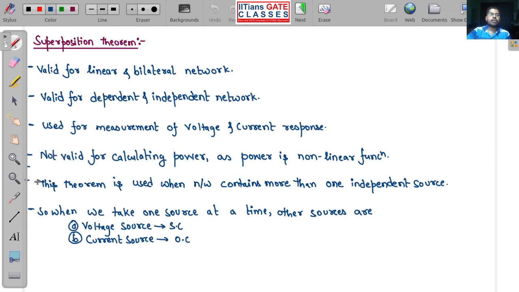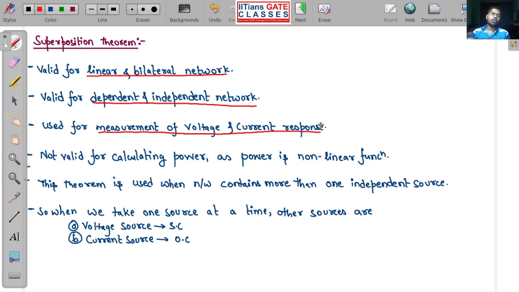Now next is what? We have the superposition theorem. The superposition theorem is valid for linear and bilateral networks, for both dependent as well as independent sources, and it is used for the measurement of voltage and current response where there is more than one voltage or current source. Whenever a circuit has more than one voltage or current source, for calculating the node voltage or branch current we take help of the superposition theorem.